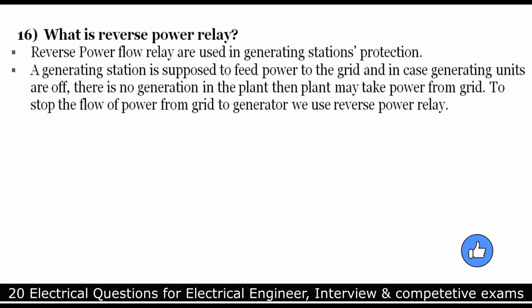Reverse power flow relays are used in generating station protection. A generating station is supposed to feed power to the grid, and in case generating units are off, there is no generation in the plant, then the plant may take power from the grid. To stop the flow of power from grid to generator, we use a reverse power relay.